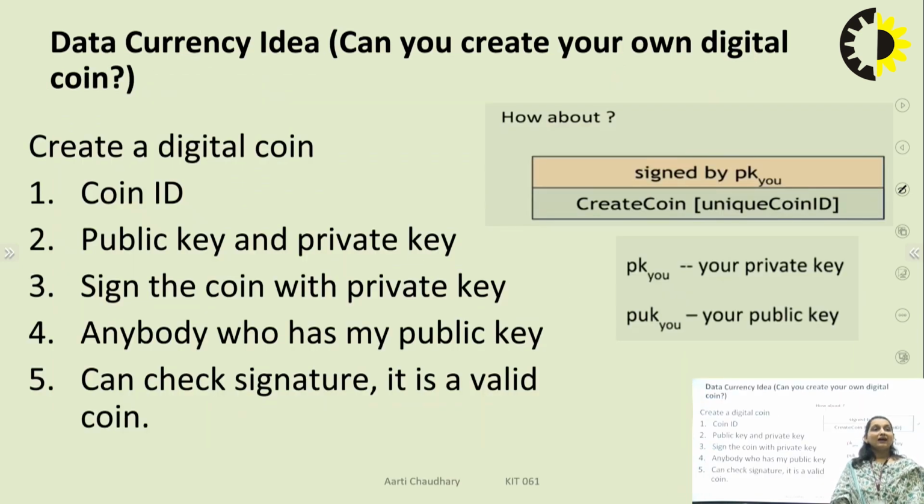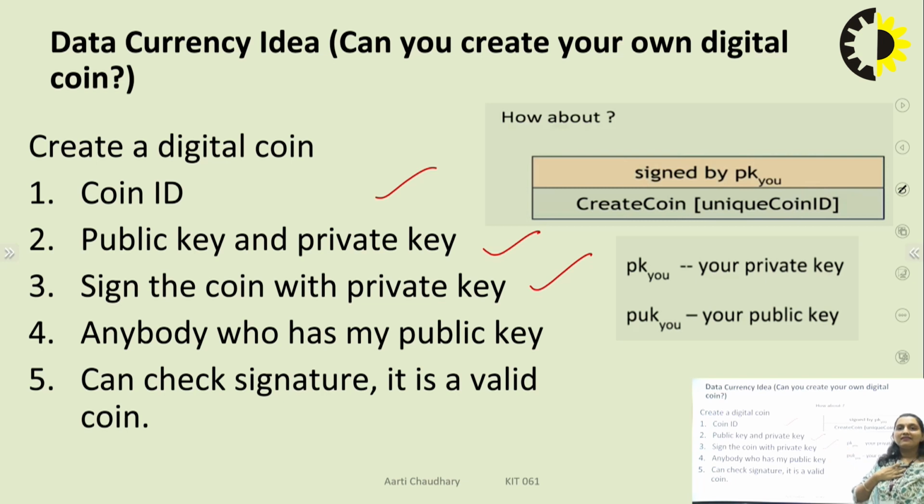Next, how can we create a digital coin? We have physical money with us, but we also want to create something like Bitcoin as an example. So how can we create it? First of all, we have to create a coin ID, a public and private key, and sign the coin with the private key.